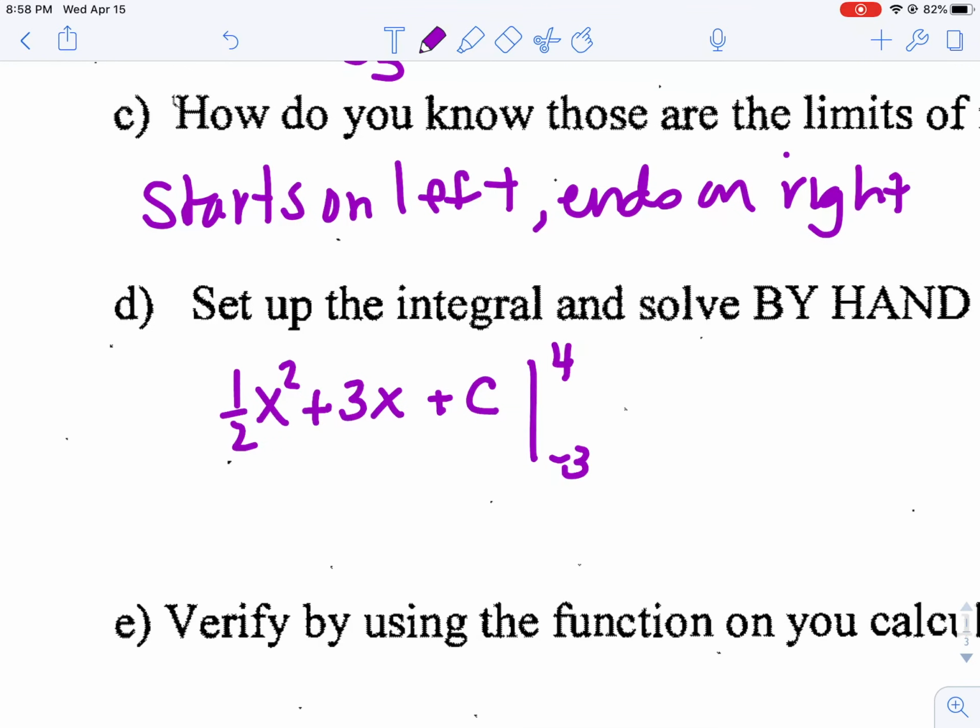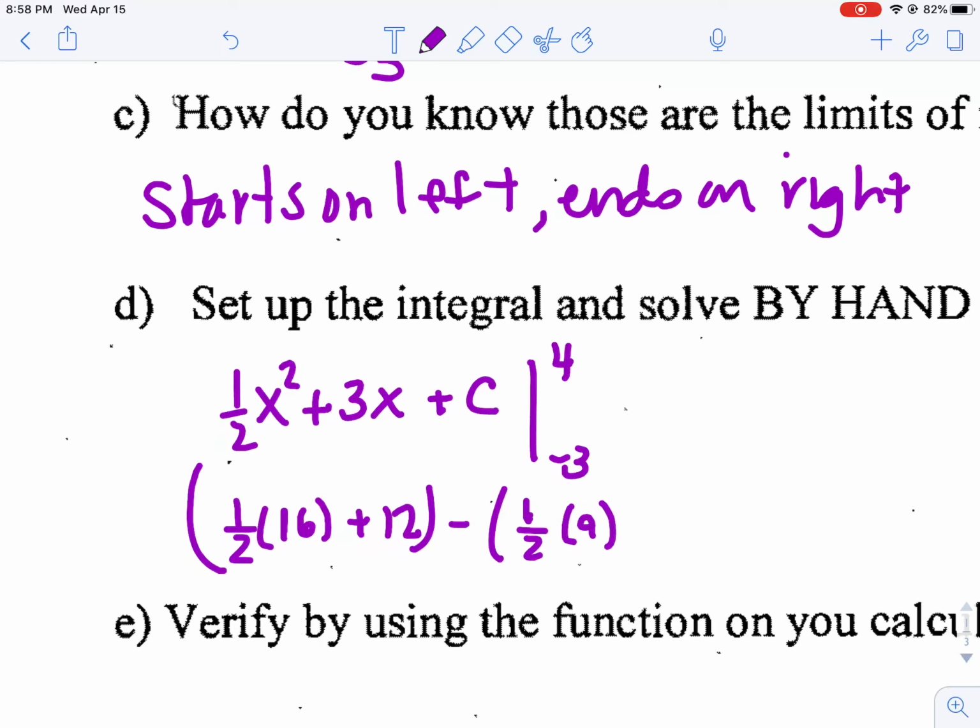So now I have to plug in a 4. So that's 1/2 times 16 plus 12. You could technically do a plus c, but that plus c is going to cancel out with the other one because you're going to subtract. If you put in a -3 here, you end up with 1/2 times 9, and then it'll be -9 because that's -3 times a +3.